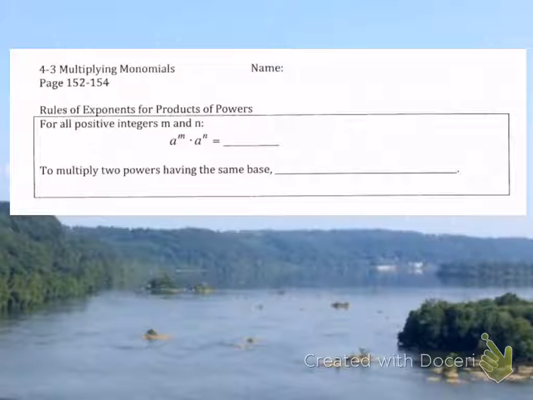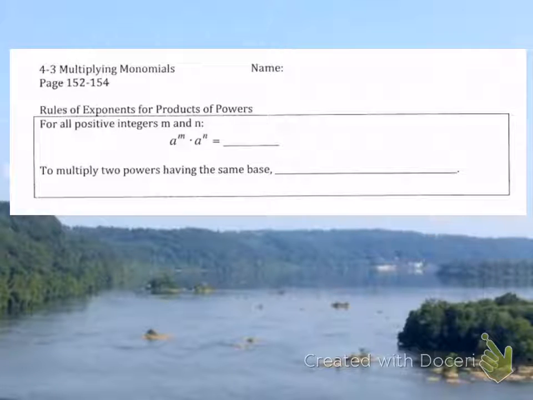Hello, algebra students. We're going to take a look at multiplying monomials, section 4.3. This comes from pages 152 to 154 in your text. And we're looking at rules of exponents for the product of powers. So product meaning we're multiplying, and we're multiplying with powers or exponents.